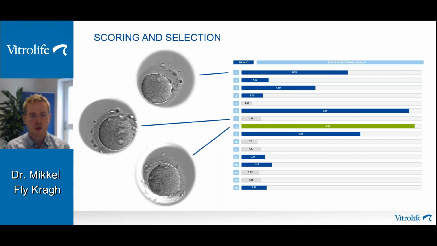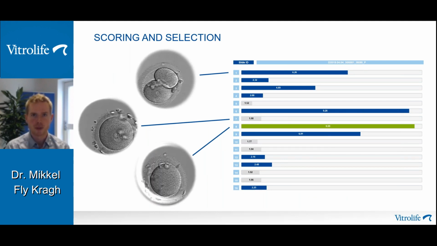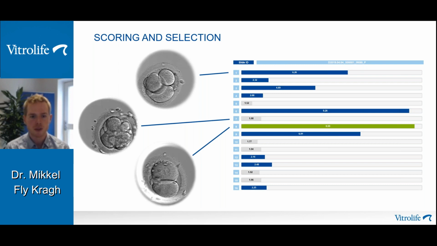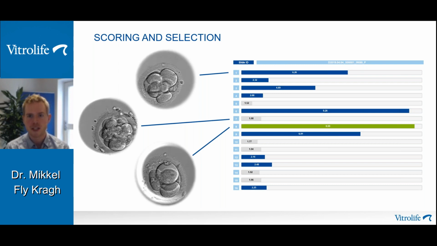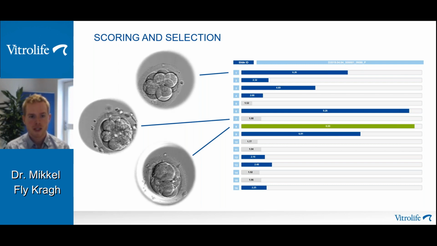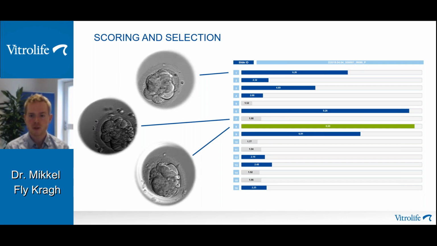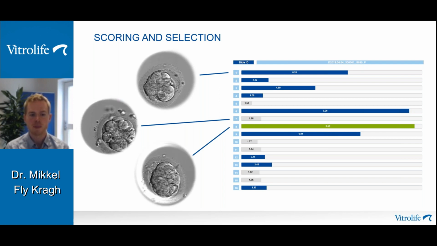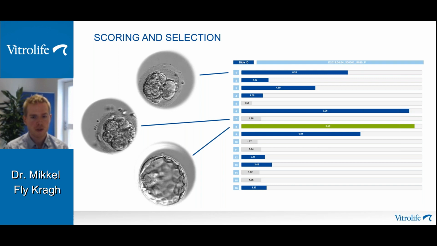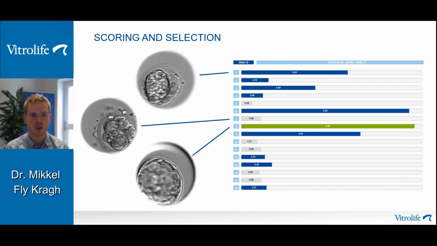If we take a look at the graphical interface visible to the user or the embryologist, this is how it might look for an embryo cohort after 5 days of incubation. Here you can see that IDAScore provides a score for all the embryos, and it also highlights which of the embryos are likely to be the most viable. On the left, you can see a few examples of embryos with different scores.